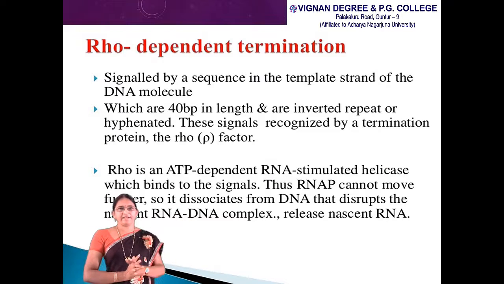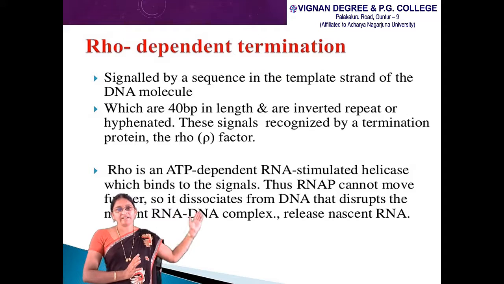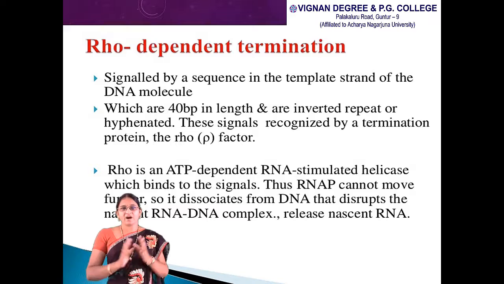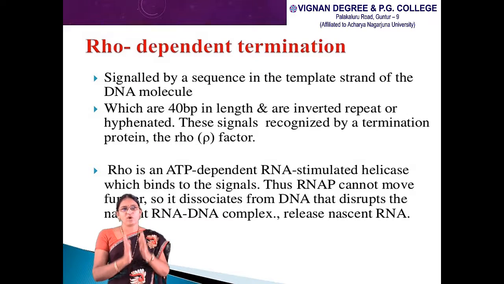Coming to Rho-dependent termination. It is signaled by a sequence in the template. That means a special termination signal is found on the DNA, which is about 40 base pairs in length and consists of inverted repeats. These signals are recognized by a termination protein called Rho factor. So this 40 base pair stretch of inverted repeats is recognized by Rho factor. What is the Rho factor? Rho protein is an ATP-dependent, RNA-stimulated helicase. It is nothing but an RNA-directed helicase.